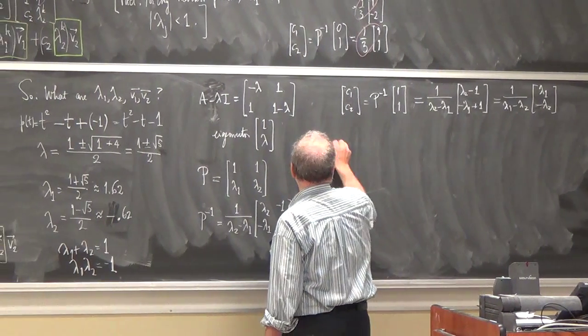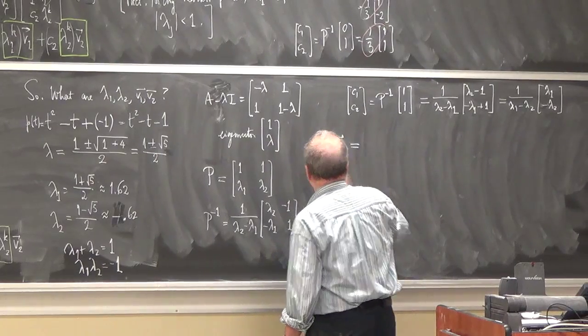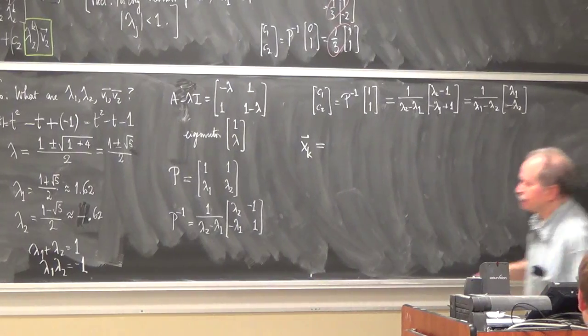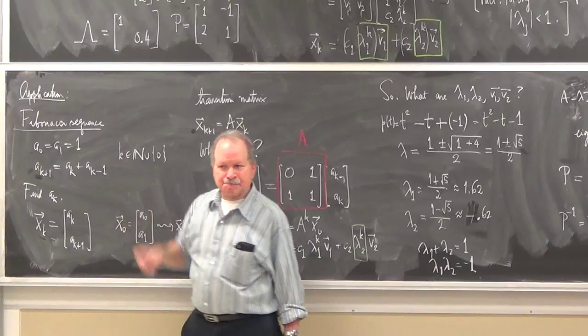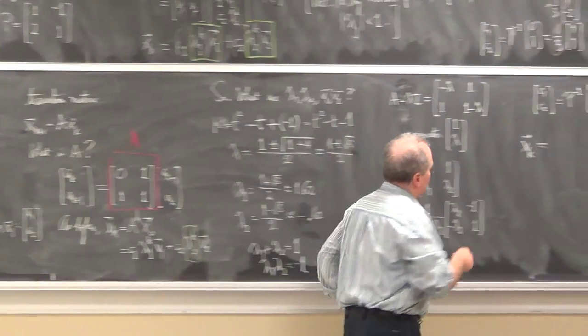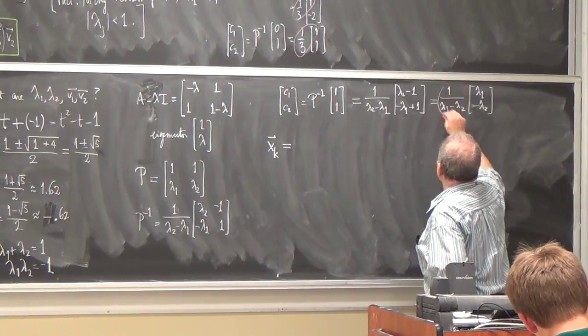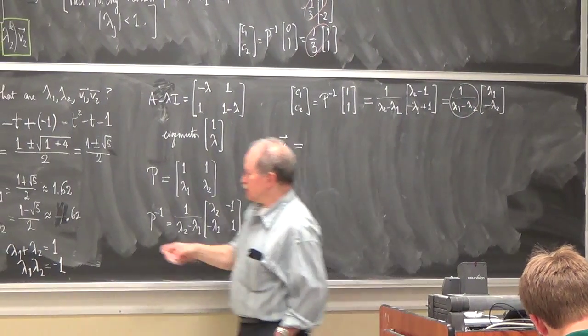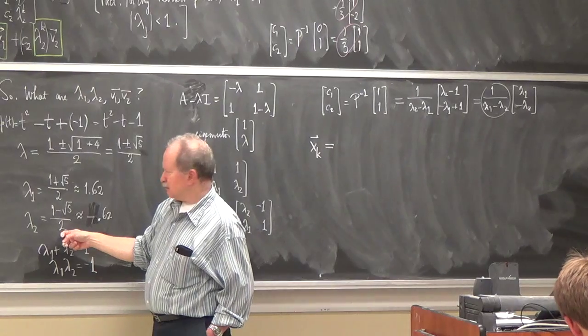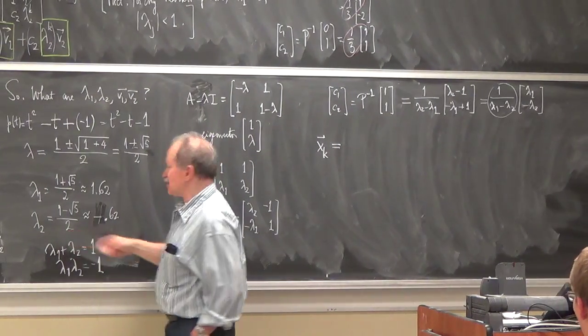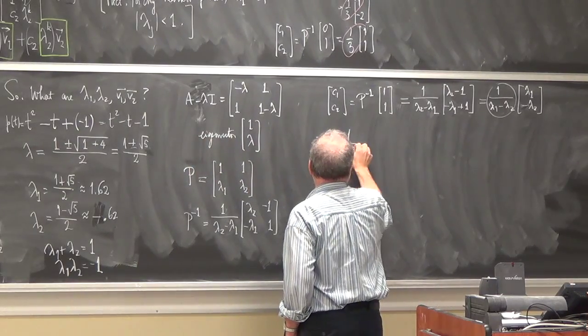So what does my xk look like? Where did we get the vector to multiply P inverse with? The initial condition vector. Okay, so xk is going to be c1. All right, so first of all, what is lambda 1 minus lambda 2? Square root of 5. So we're going to get 1 over square root of 5.